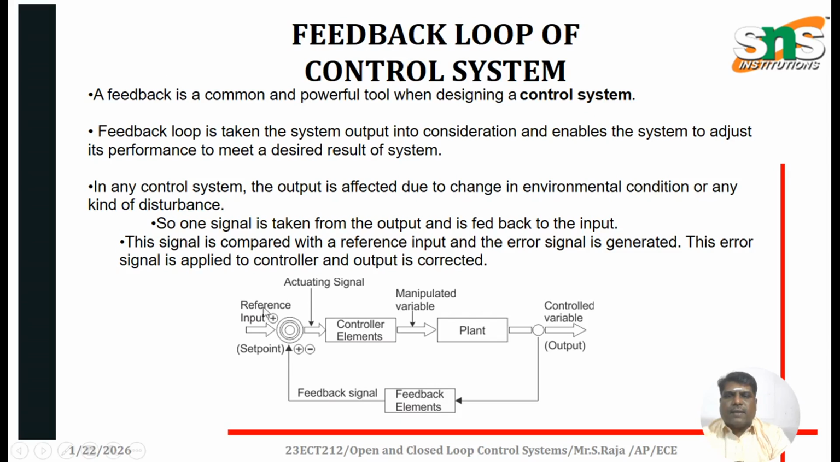If we see this figure, the reference signal receives two inputs. One is from the set point, the other one is from the feedback signal. So this reference input is compared and we generate the actuating signal. This actuating signal is passed to the controller element to control the plant and the manipulated variable. So finally the output will be a controlled variable. If this feedback element is not there, then it is an uncontrolled variable.